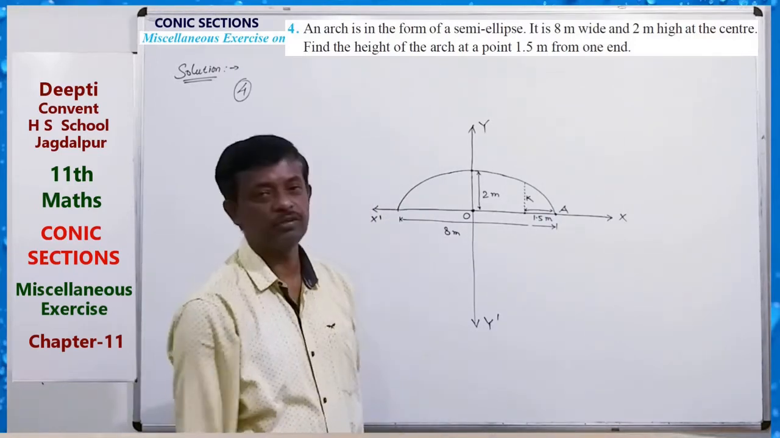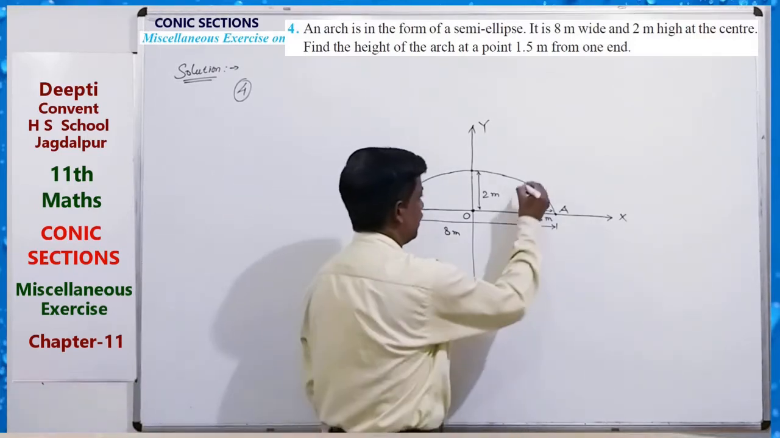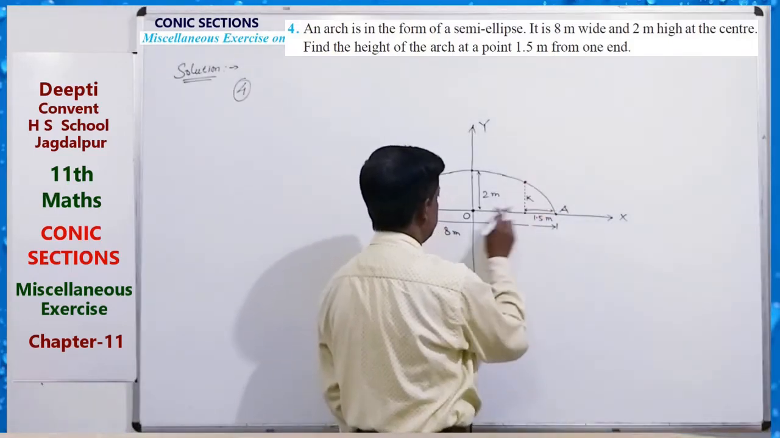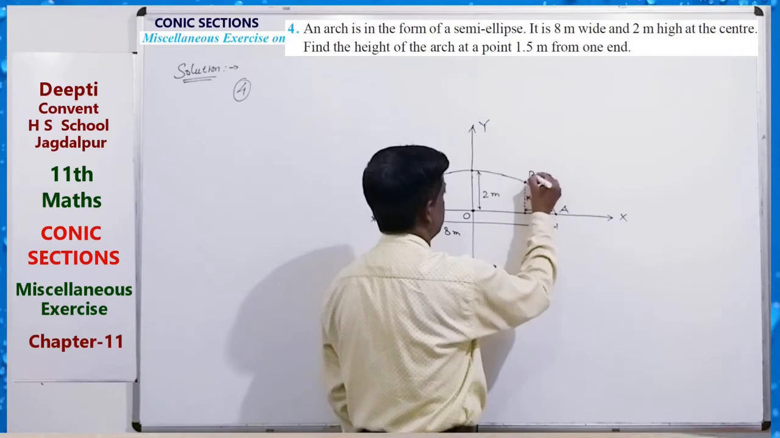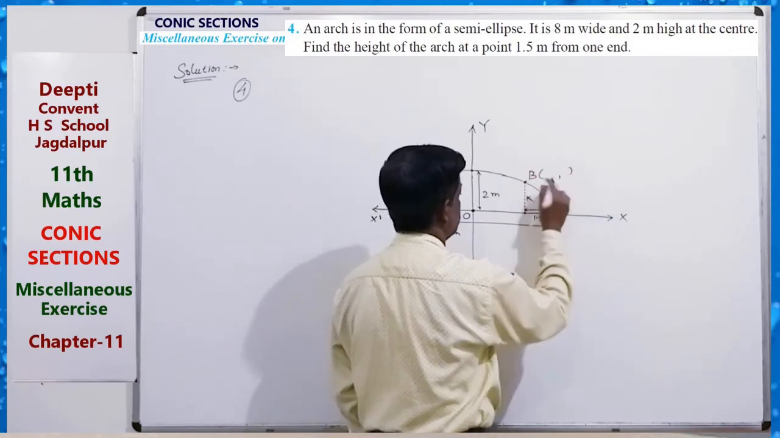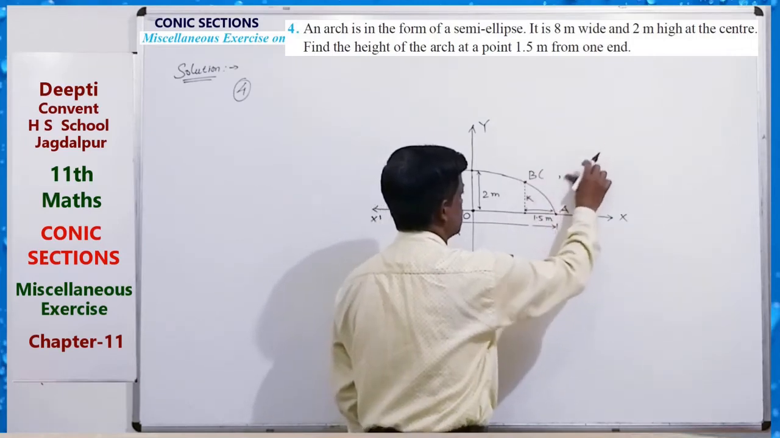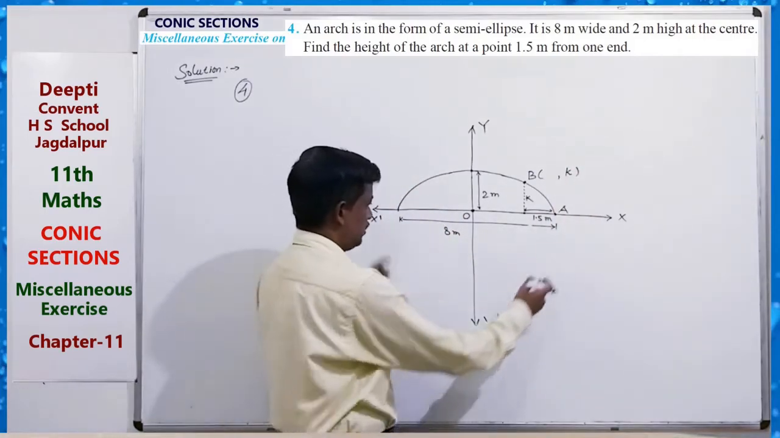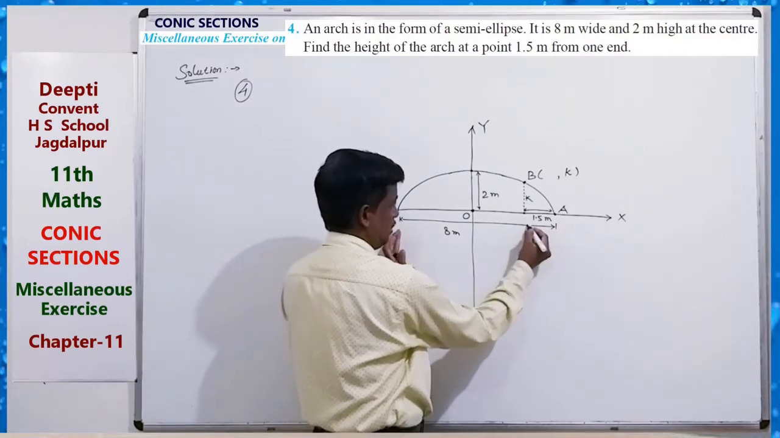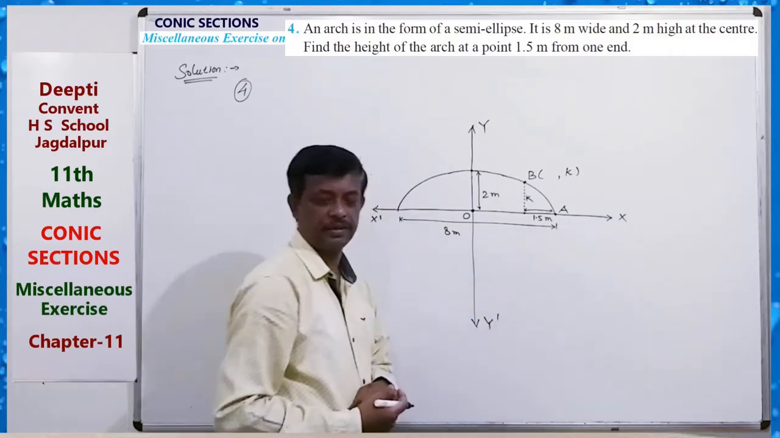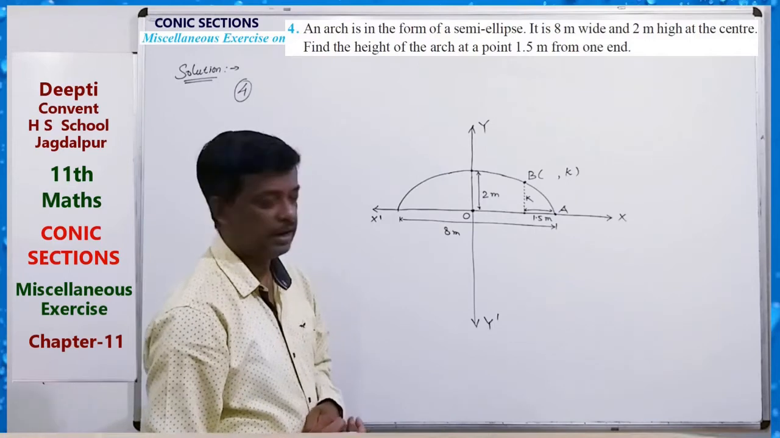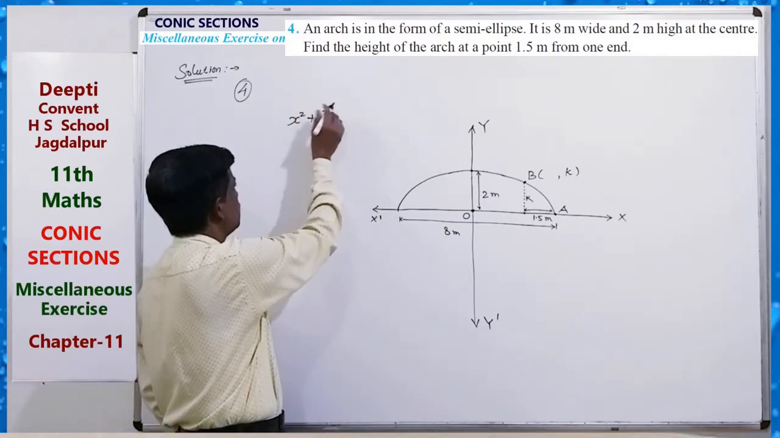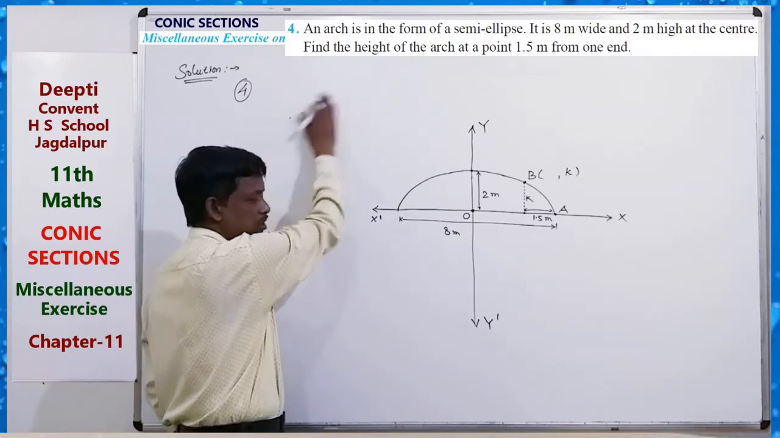We have to find the value of k. This is A, this is B. So its coordinate will be (k, 8), and we use x square plus y square, the equation of the ellipse.